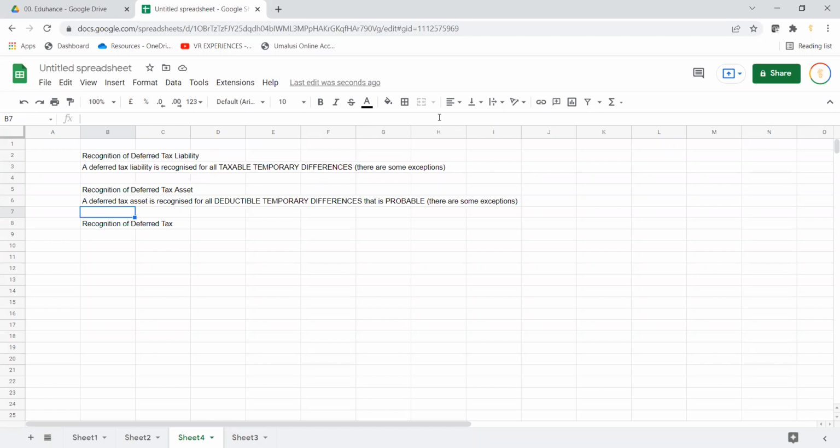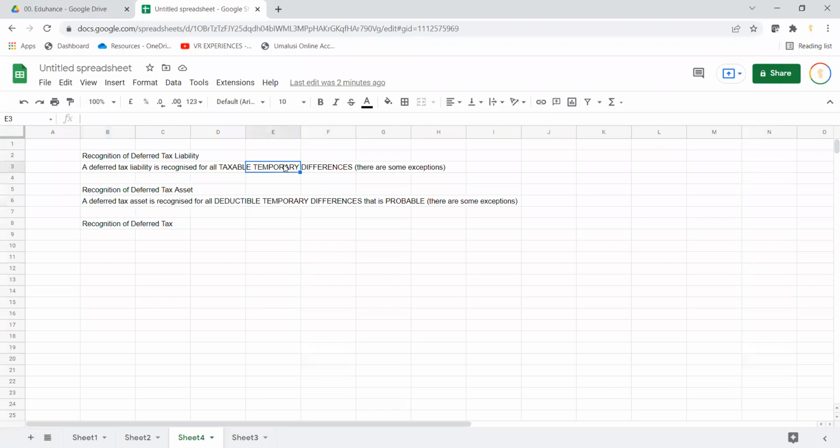Now you can only utilize an assessed loss. So SARS, if you read the Income Tax Act, SARS will only allow you to use the assessed loss in future periods if you have sufficient taxable income. So therefore, understanding that fact, you can only recognize a deferred tax asset if it is probable that you will have sufficient taxable income in future periods. Okay, so that is basically it over there.